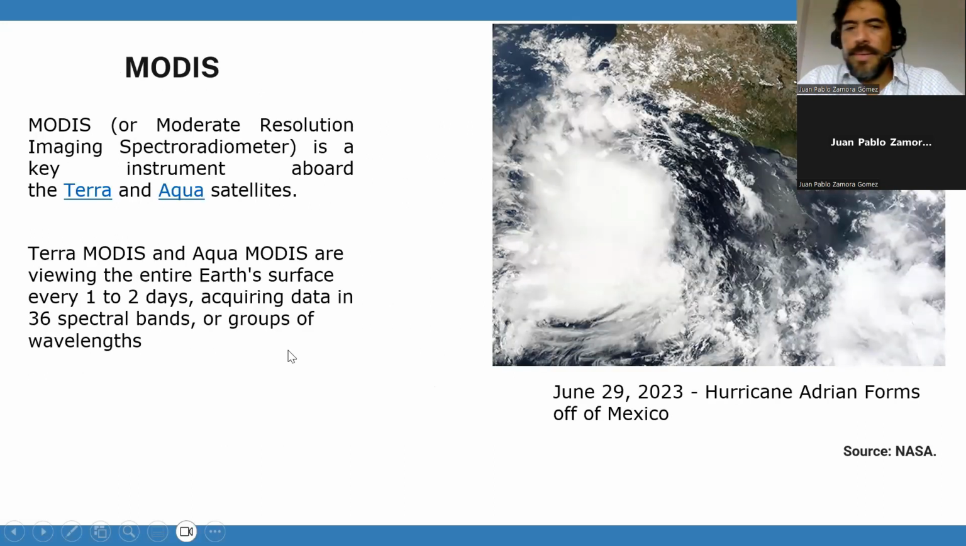And it is important to mention the MODIS instrument. MODIS, or Moderate Resolution Imaging Spectroradiometer, is a key instrument aboard the Terra and Aqua satellites. We've mentioned previously the Aqua mission, and Terra MODIS and Aqua MODIS are viewing the entire Earth's surface every 1 to 2 days, acquiring data in 36 spectral bands or groups of wavelengths.